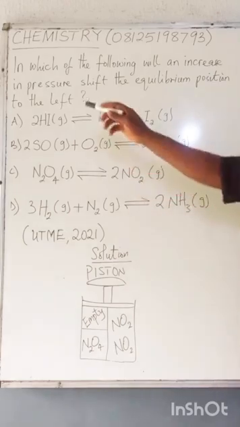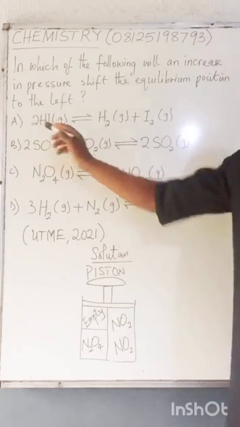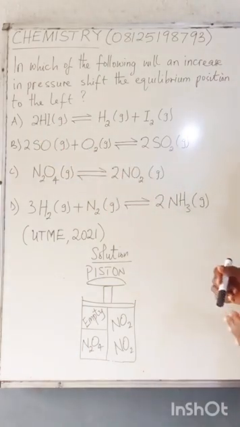Again, for pressure to affect the position of equilibrium in a given reaction, the sum of the volume of reactants must be different from the sum of the volume of the products. What do I mean by that?